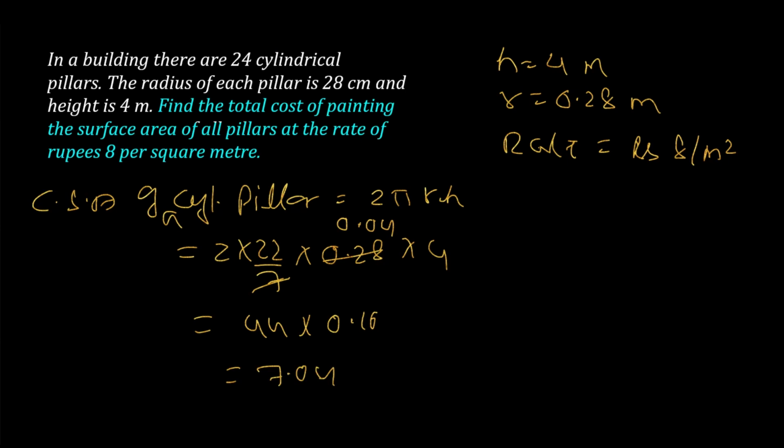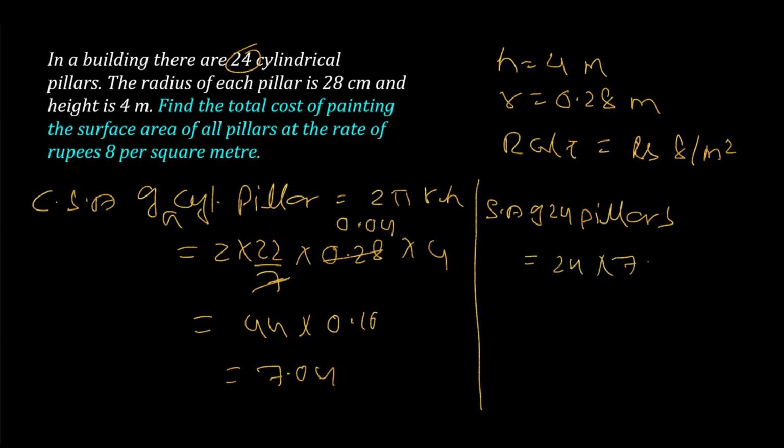Now, once we get the area for one pillar, we have to find it for 24 pillars. So the surface area of 24 pillars is going to be 24 multiplied by 7.04. Multiplying this by 24 should give you 16896 with 2 decimal places.